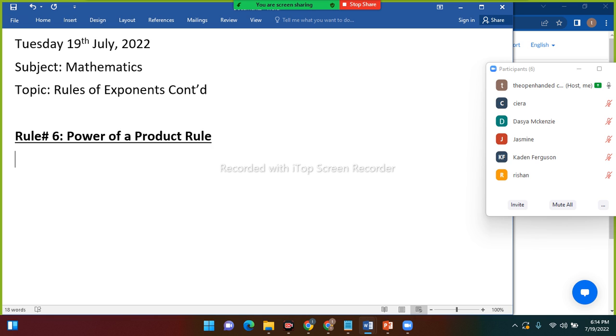So let's say it in terms of words. If we have terms, and these terms could be the same or different. Okay. So if we have terms, it could be the same terms or different.